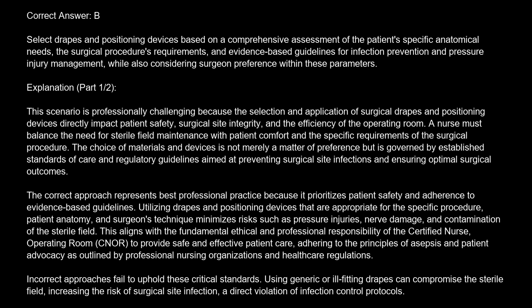The correct approach represents best professional practice because it prioritizes patient safety and adherence to evidence-based guidelines. Utilizing drapes and positioning devices that are appropriate for the specific procedure, patient anatomy, and surgeon's technique minimizes risks such as pressure injuries, nerve damage, and contamination of the sterile field. This aligns with the fundamental ethical and professional responsibility of the certified nurse, operating room (CNOR), to provide safe and effective patient care, adhering to the principles of asepsis and patient advocacy as outlined by professional nursing organizations and healthcare regulations.